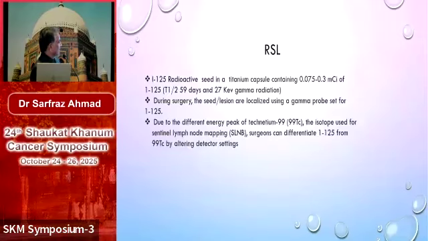We use an iodine-125 radioactive seed in a titanium capsule, which emits gamma radiation. And during surgery, the seed or lesions are localized using a gamma probe set for iodine-125. Radioactive seed localization, we can also combine with the technetium-99 isotope used for sentinel lymph node biopsy. And surgeons can differentiate between iodine-125 activity and technetium activity by altering detector settings.